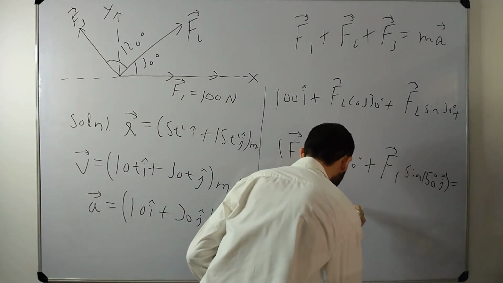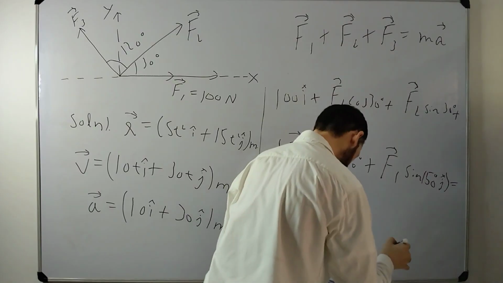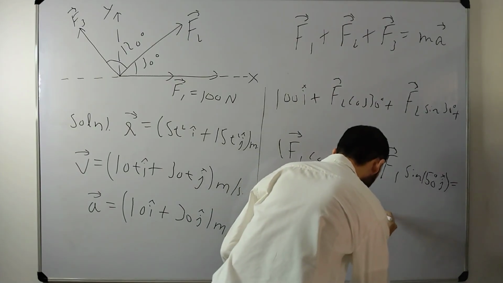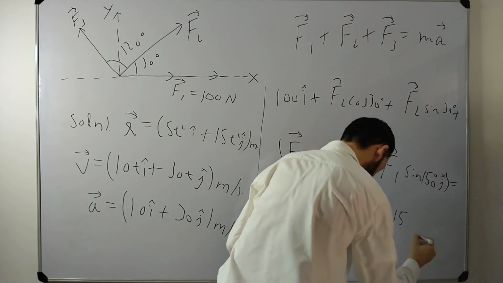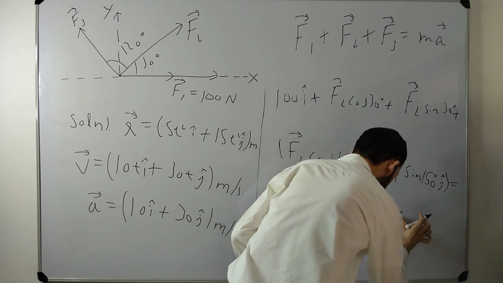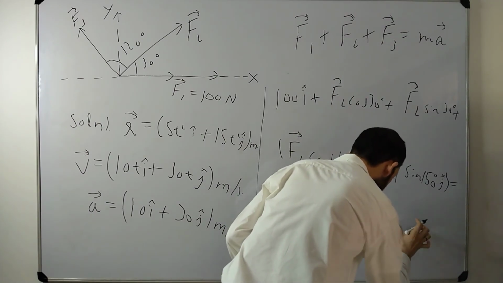And this is what? 10 kg mass, and the acceleration vector 10 I cap plus 15. No, sir, 30.